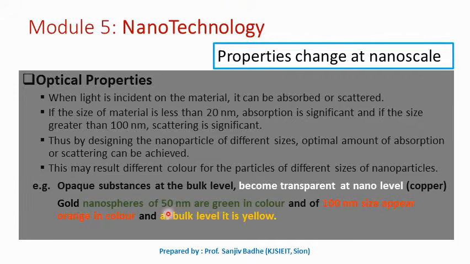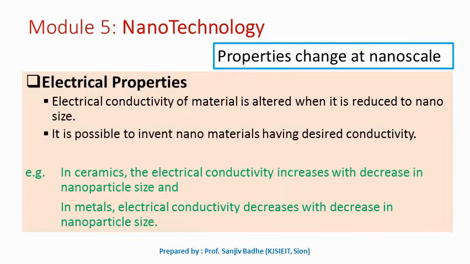Gold, if the size of gold nanospheres is of the order of 15 nanometers, then they will be green in color. Gold nanospheres of size 100 nanometers will appear orange in color, and at the bulk level we know gold is yellow.